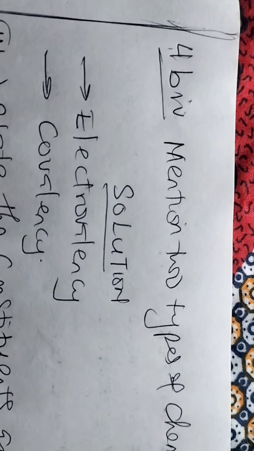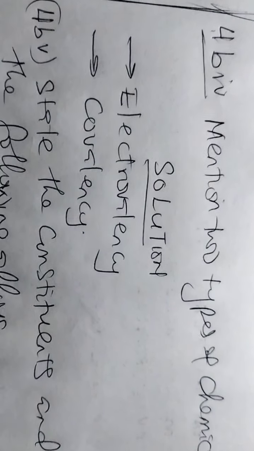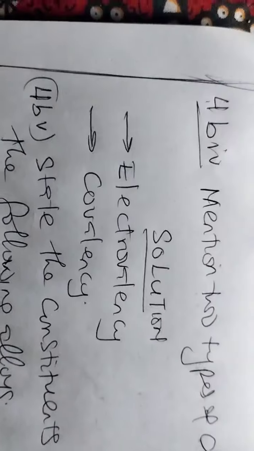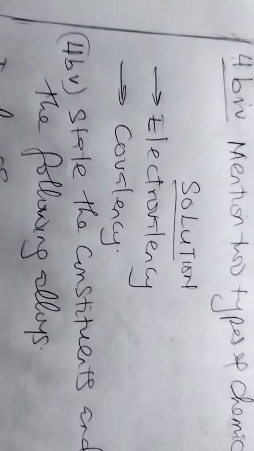4BIV says mention 2 types of chemical combination. Chemical combination is also known as chemical bonding. The examples include heterovalency or heterovalent bonding, and covalency or covalent bonding. You can also see some other examples.